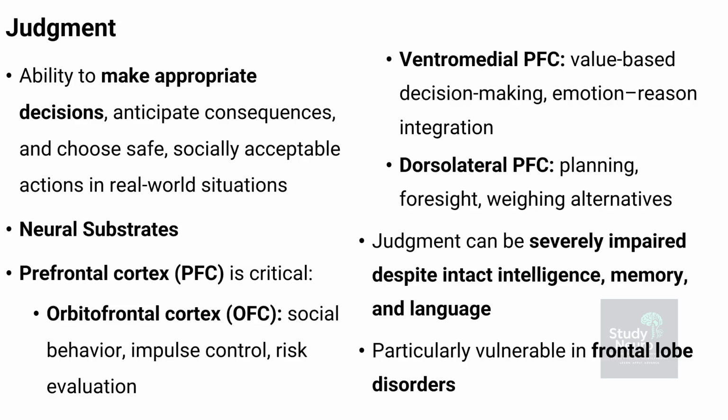The orbital frontal cortex helps regulate social behavior, control impulses, and evaluate risks. The ventral medial prefrontal cortex integrates emotion and reasoning to guide value-based decisions. Meanwhile, the dorsolateral prefrontal cortex supports planning, foresight, and weighing alternatives. Because judgment relies on these frontal lobe networks, it is particularly vulnerable in conditions that affect the frontal lobes, and deficits can have significant impacts on daily life, social interactions, and safety.